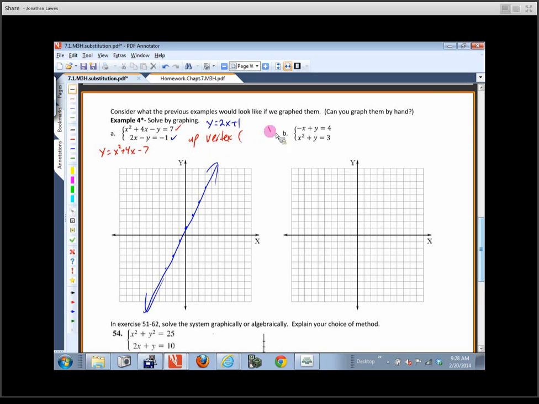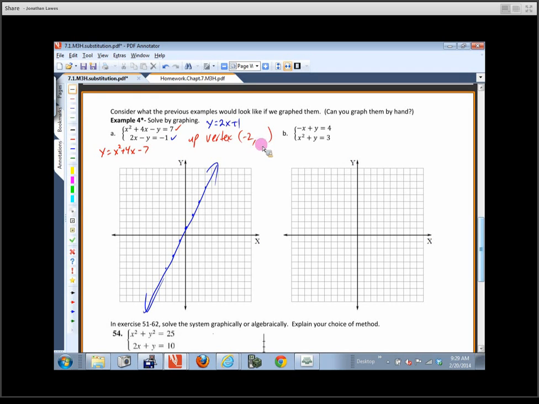Does anybody remember that little formula? Negative b over 2a. Negative b, negative 4, over 2 times 1. Negative 4 over 2. What's the x-coordinate of the vertex? Negative 2. Or you could complete the square if you wanted to. How do I figure out what the y-coordinate of the vertex is?